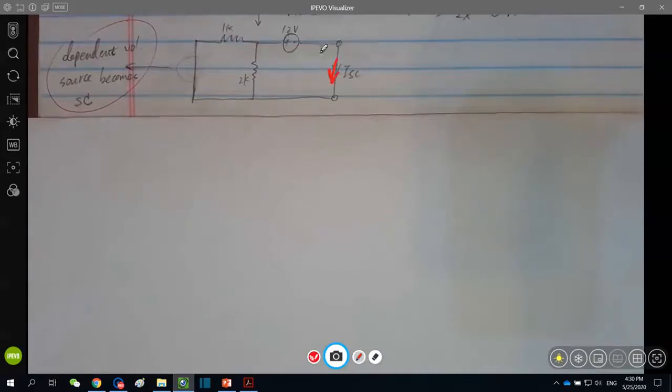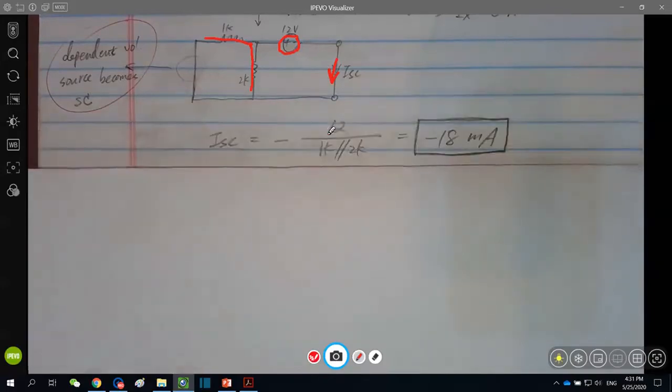It's much easier, because there is only one independent source feeding two parallel resistors, and ISC is nothing but the total current. So we can use Ohm's law. ISC equals the voltage divided by the total resistance. However, be very careful. We need a negative sign because the independent voltage source provides a current this way, which is opposite to the direction of the labeled ISC. So we have to have a negative sign in front of it. And at last, it turns out to be negative 18 milliampere.